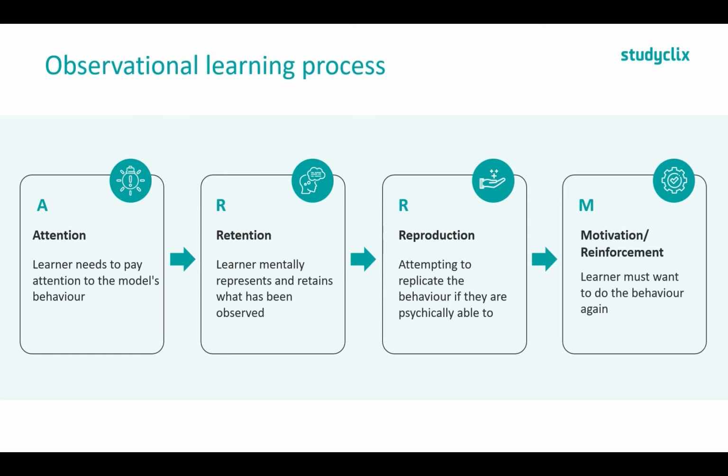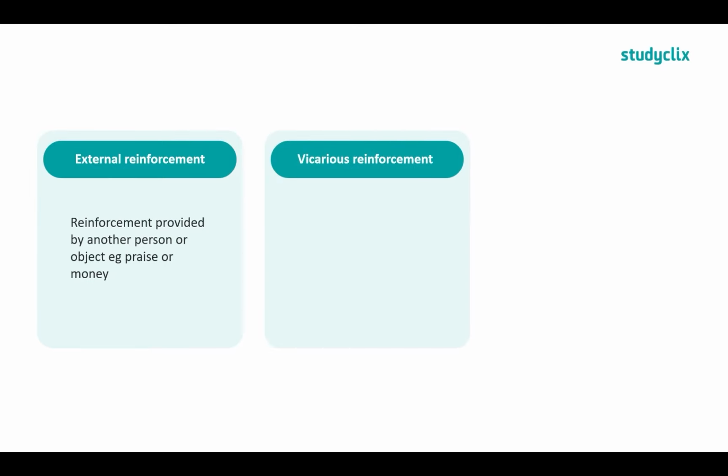Now, the M stands for motivation, but can also be called reinforcement. So the learner must want to be able to do the behaviour again. For them to want to do the behaviour again, there needs to be reinforcement, which then provides the motivation. So reinforcement can occur through external reinforcement. This is provided through another person or through an object. So think about when someone gives you praise or if they give you money. We also have vicarious reinforcement, which we talked about before, which occurs indirectly as it occurs through someone else. We're watching someone else get reinforced, and this reinforces us to perform the behaviour.